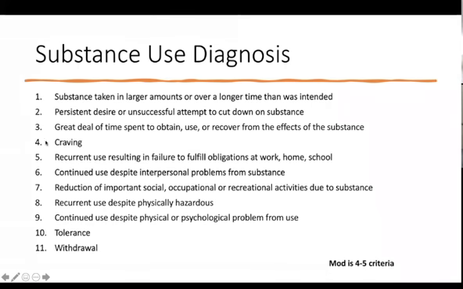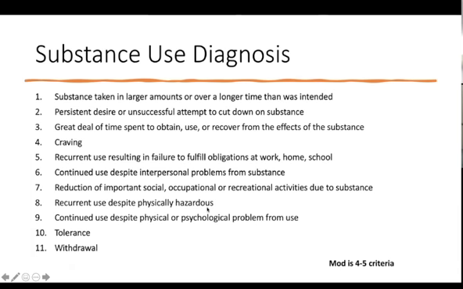You're hungover, you can't go to work, you're recovering from the substance, you have withdrawal, so some of these kind of stack on top of each other. Recurrent use, a craving, right? So that's really common. I just want to drink right now. Recurrent use resulting in failure to fulfill important obligations at work, home, and school. Continued use despite interpersonal problems. You're always getting in fights with your wife over this, right? That's continued use.